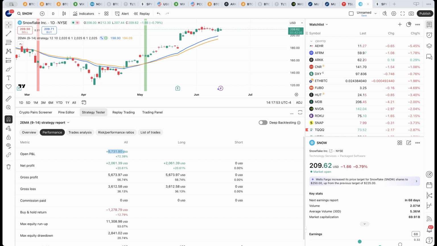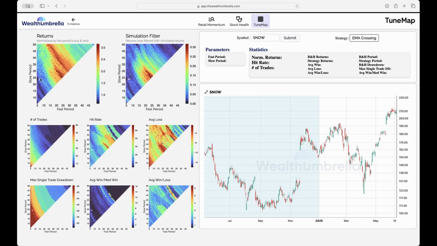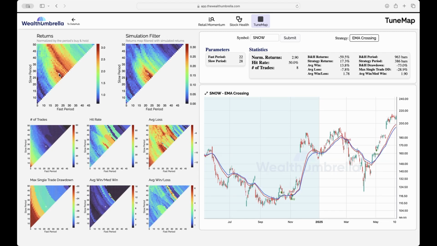So the idea of TuneMap was to make it pretty straightforward to see. It's something we were doing internally before, for validating every threshold. So if I go see Snowflake here, we pre-compute it, and you will see that a 22 and a 29 strategy is near the optimal. So basically, let's start with that.